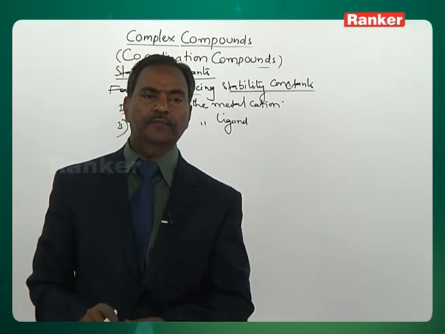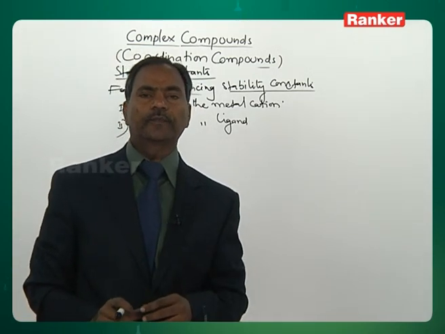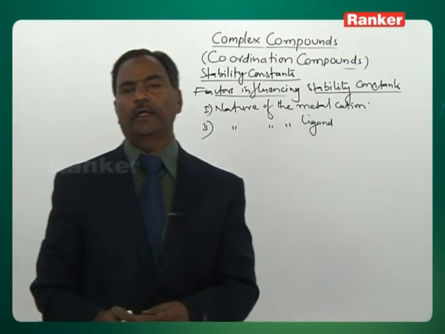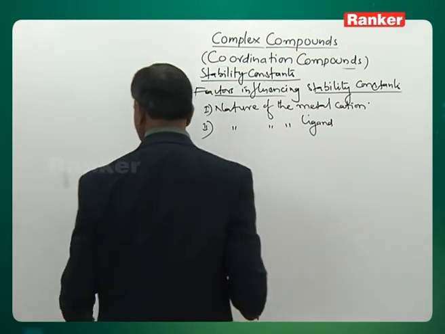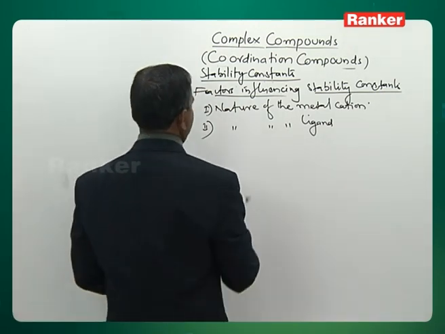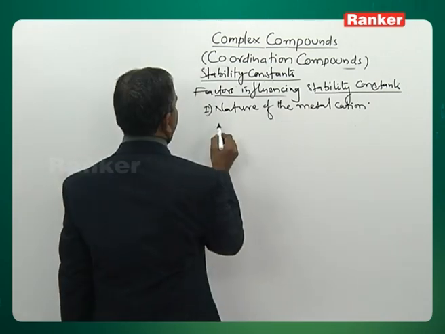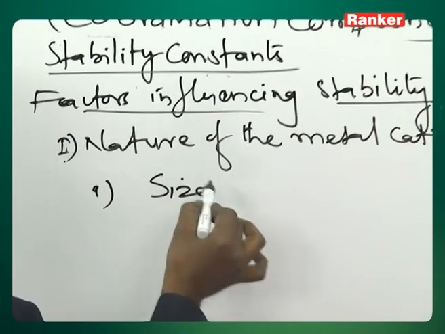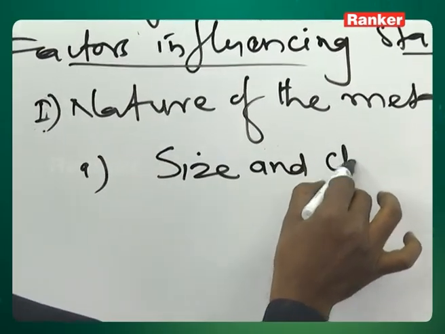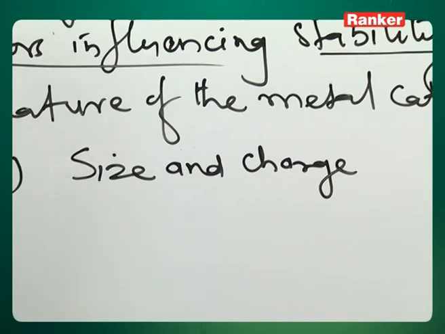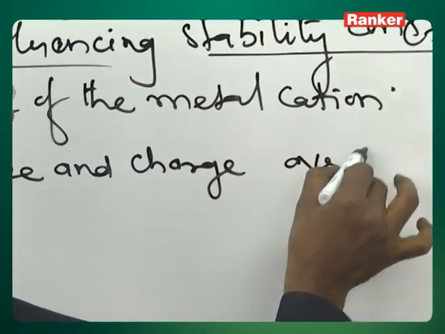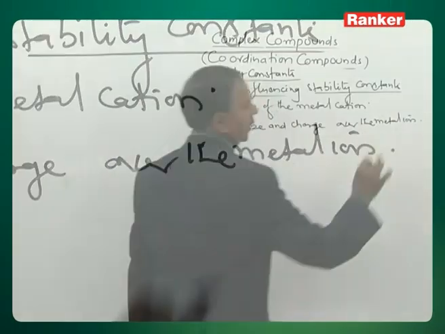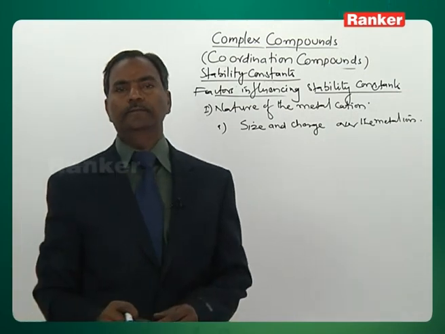Under these two factors, first let us have a discussion about how the nature of the metal influences the stability of a complex. First one, let us take the nature of the metal cation. Under this, let us take first the size and charge of the metal ion.